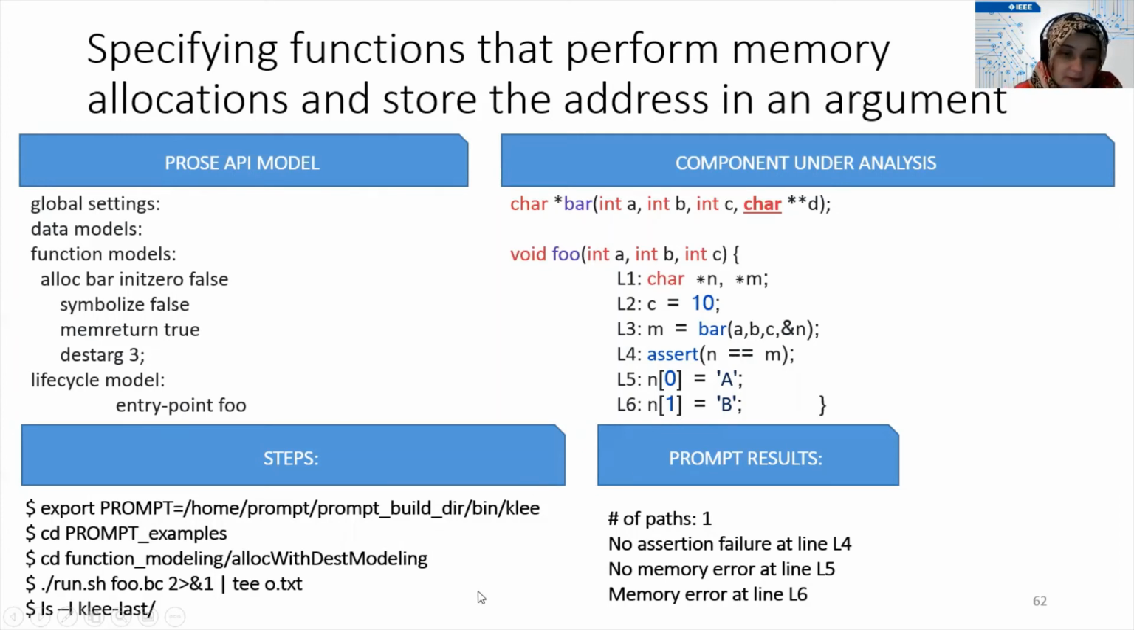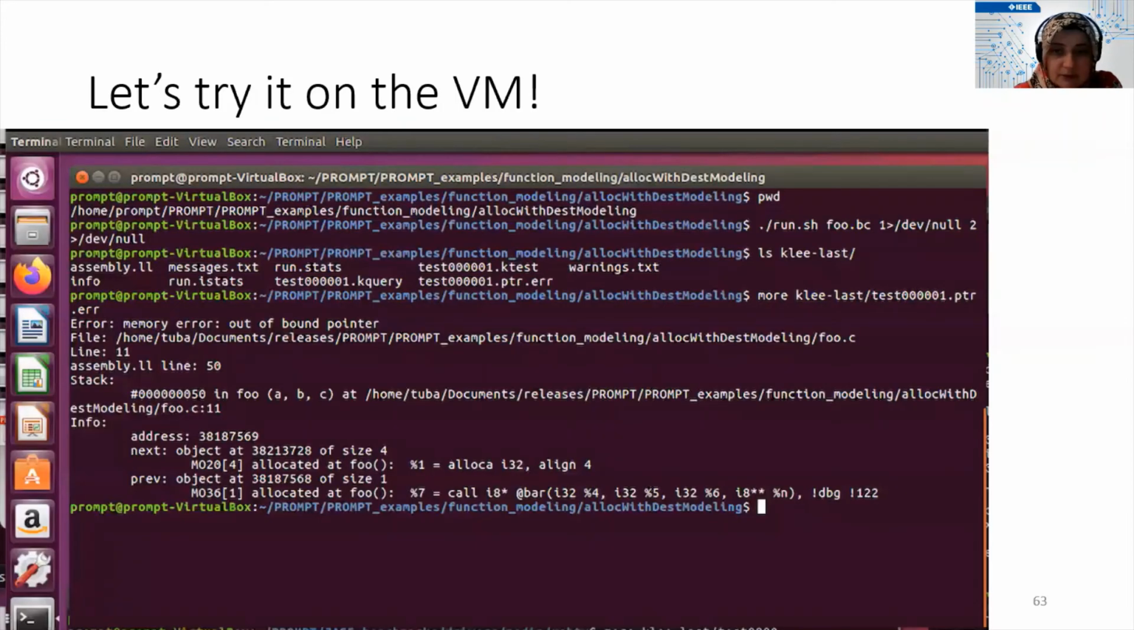And if you go to the alloc with dest modeling directory under function modeling, you should be able to reproduce this and see the memory error reported in this file.